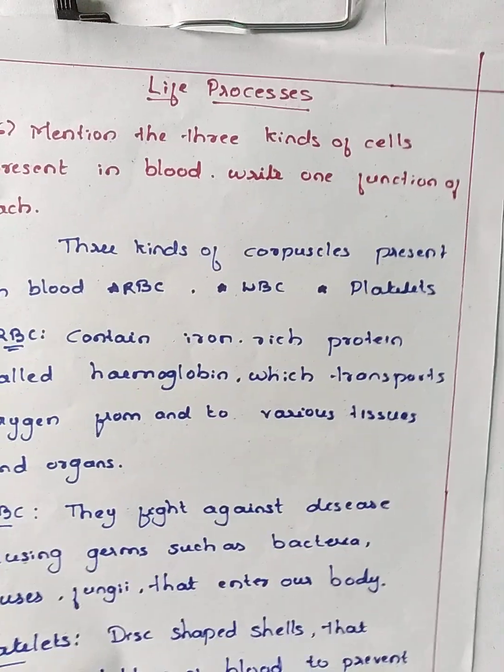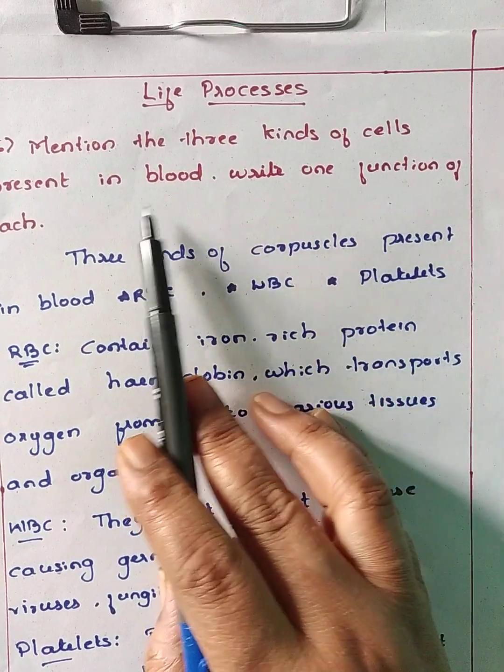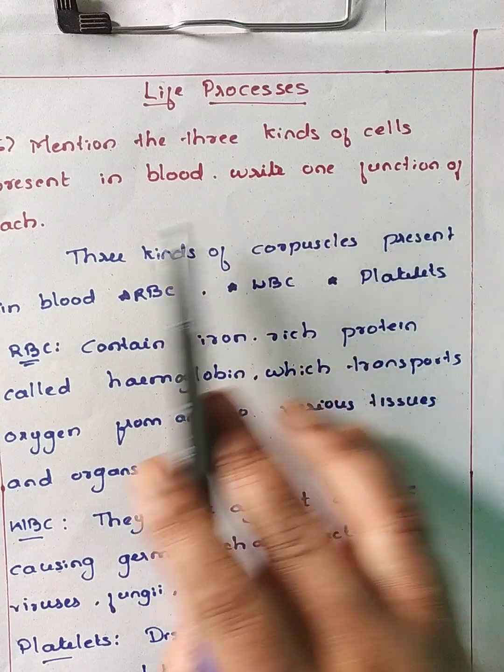Next one is: mention the three kinds of cells present in the blood. Write one function of each.